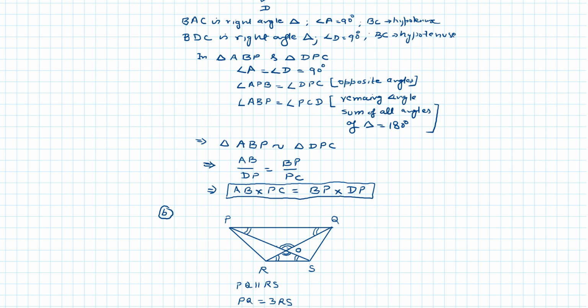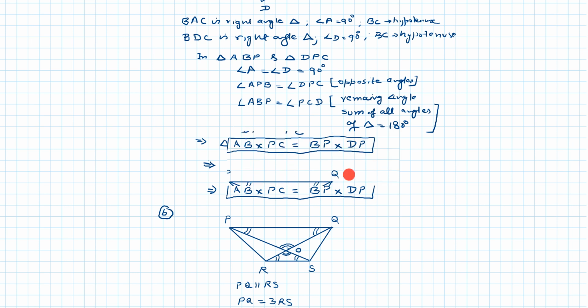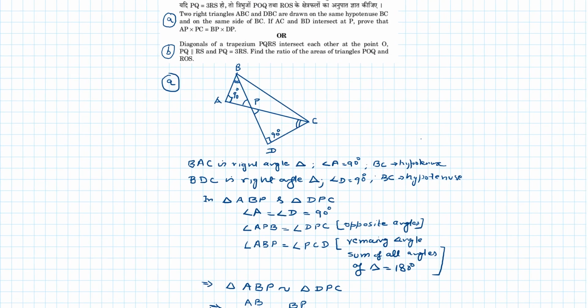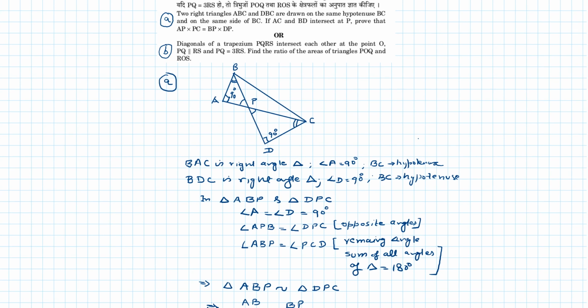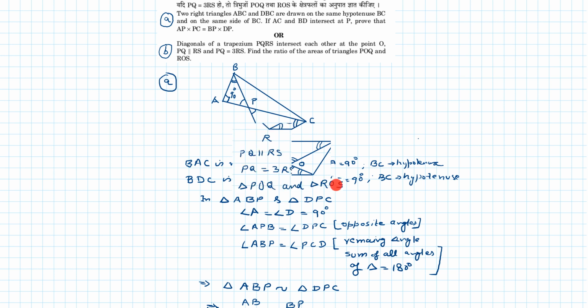The diagonals of a trapezium PQRS intersect each other at O, and PQ is parallel to RS. Okay, what we are supposed to find is the ratio of the area of the triangles POQ and ROS. Now again you can see, let us consider POQ and ROS.